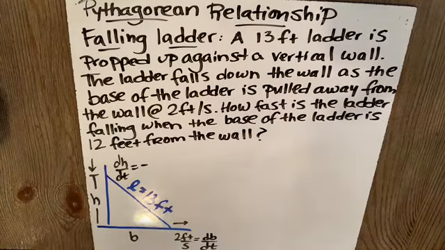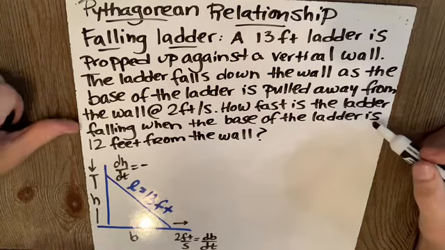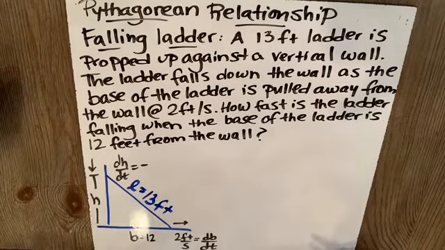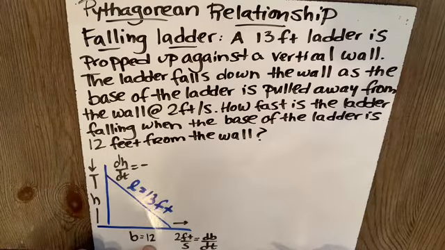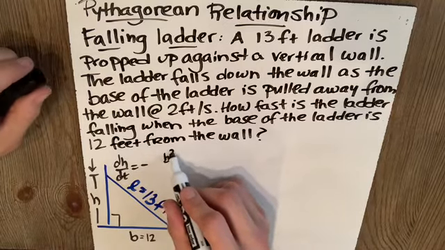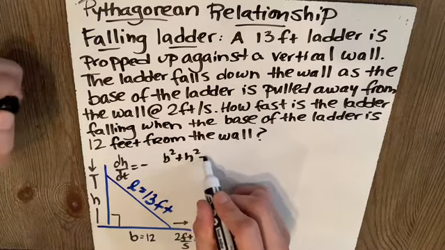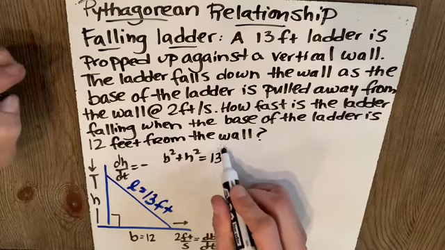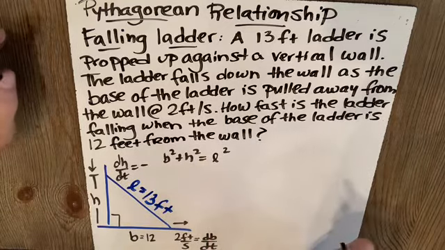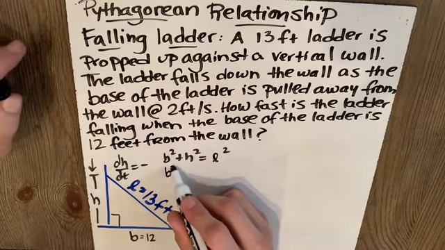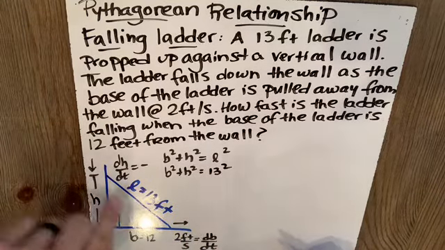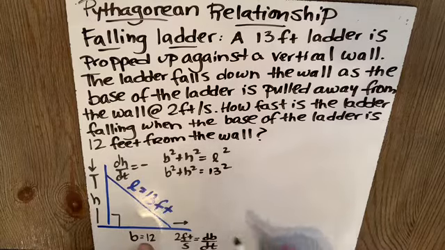I'm not sure what it is. That's the unknown. How fast is the ladder falling? So they're asking for dH/dt when the base is exactly 12. Well, I know that we have this Pythagorean relationship here: base squared plus height squared equals 13 squared, or L squared. Of course I could put L for ladder, but base squared plus h squared equals 13 squared because the ladder is fixed, and they want to know what happens when the base is 12.